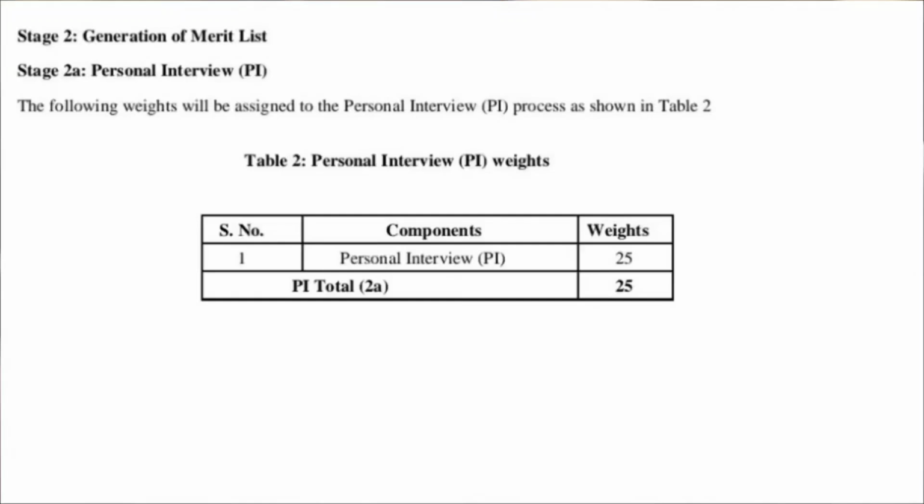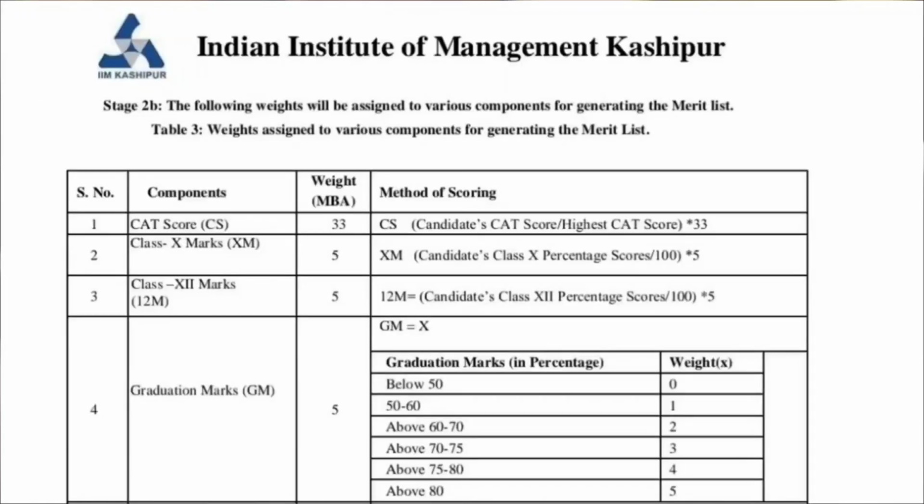Now if we consider the final selection criteria, 25% weightage is given to your personal interview and 75% weightage is given to the composite score. In the composite score, various parameters are considered, like your CAT score, your class 10th marks, your class 12th marks, and graduation marks. If you have any professional qualification, that is considered. If you have work experience, the score for that is also considered. The academic diversity factor is also considered, and the diversity factor for female candidates is also considered.